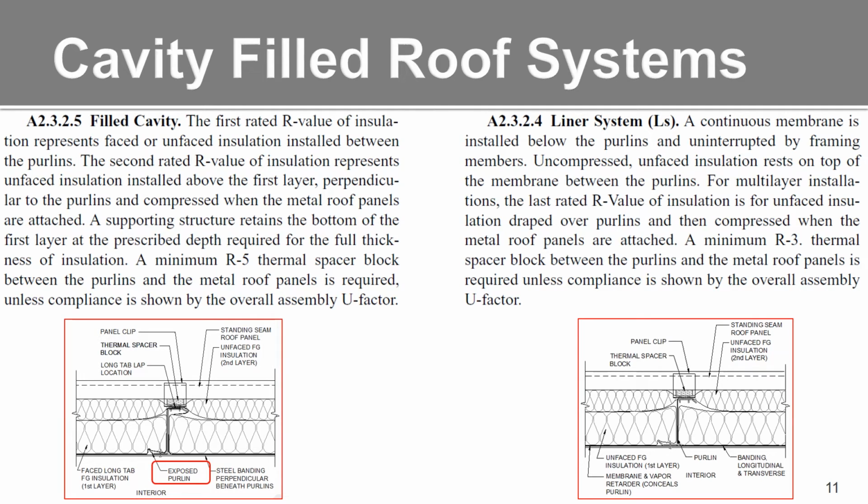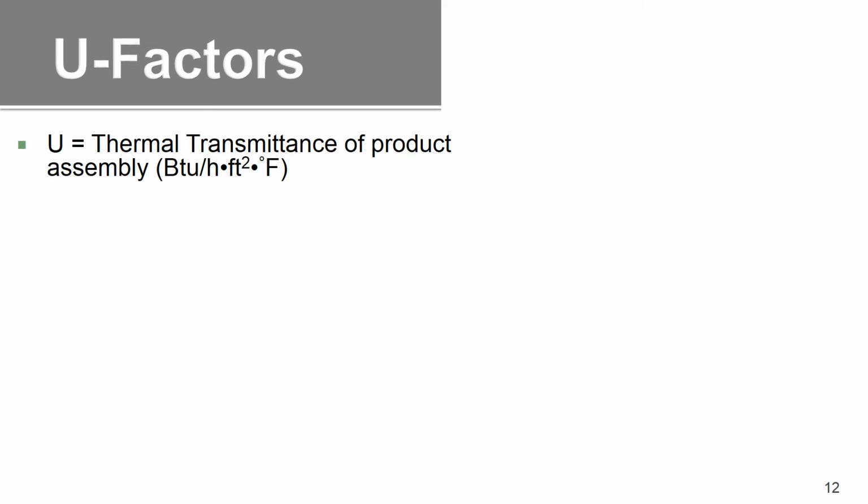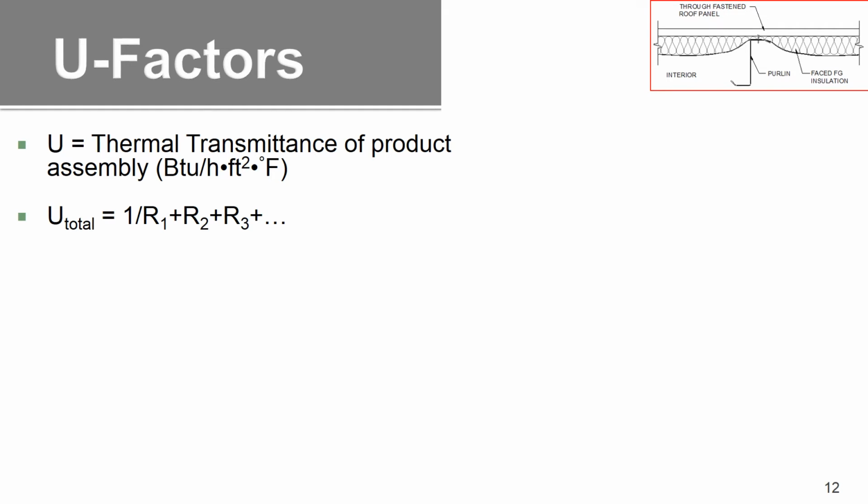Now again, you could use a product manufacturer system. They would have other assemblies tested and provide a U factor that may have an R3 thermal spacer block for a filled cavity system, or other options that you may want to consider. But for this ASHRAE non-proprietary system, the assembly description provides what is allowed.